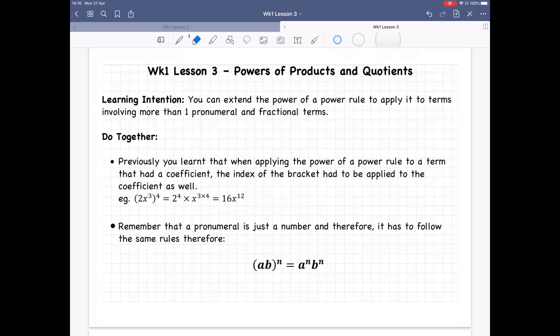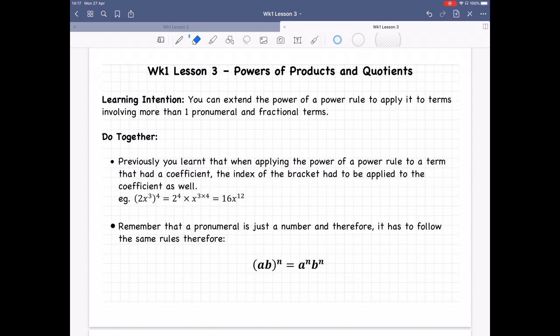Hey everyone, in today's lesson we are looking at powers of products and quotients. So our learning intention is that we're going to extend the power of a power rule to apply it to terms involving more than one pronumeral or terms that are in the form of a fraction.